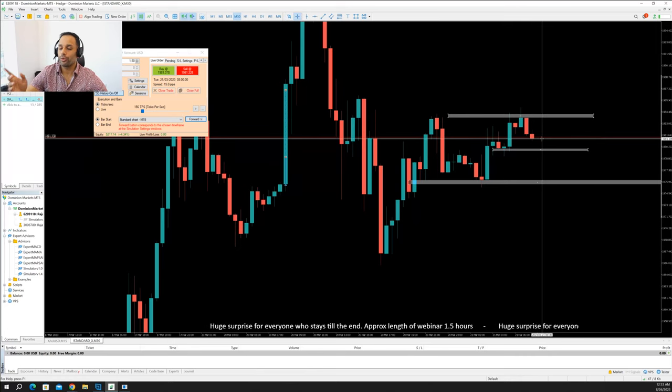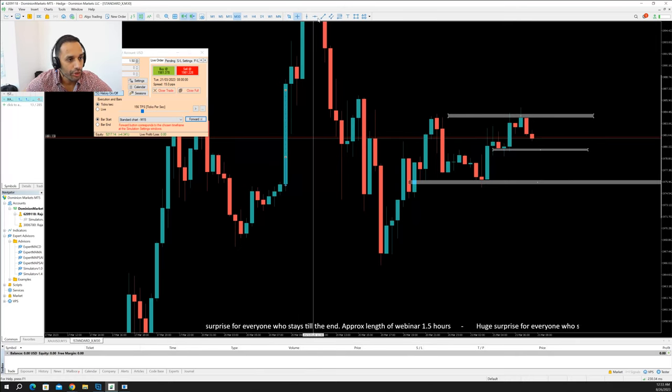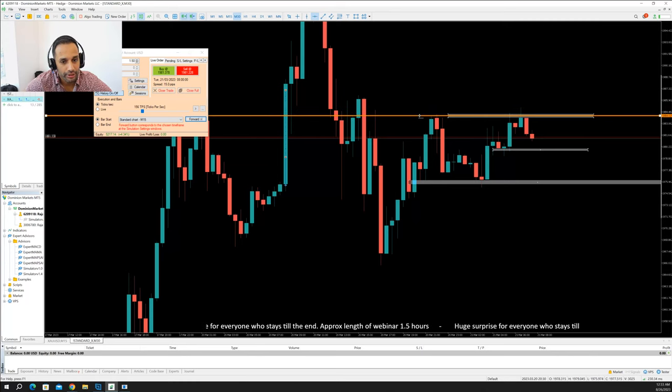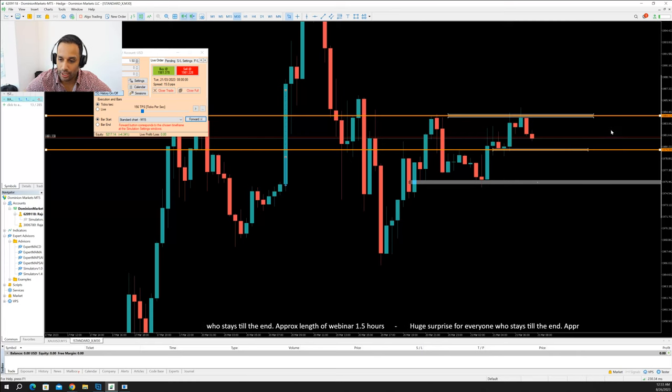So what do we know about ranges? Here's the thing. You have a resistance at 1984. You have a support at 1979. And now the candles are in the middle of a range. Is it a good idea to trade in the middle of a range? I don't think so.